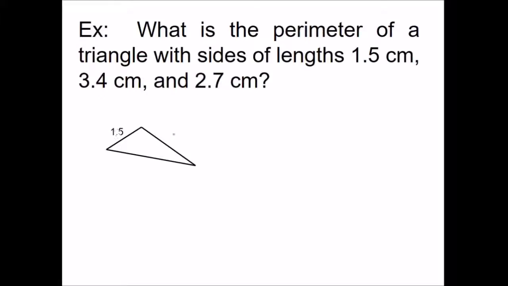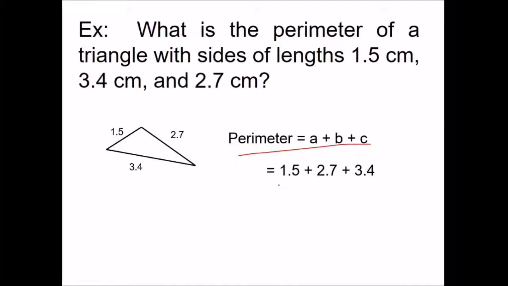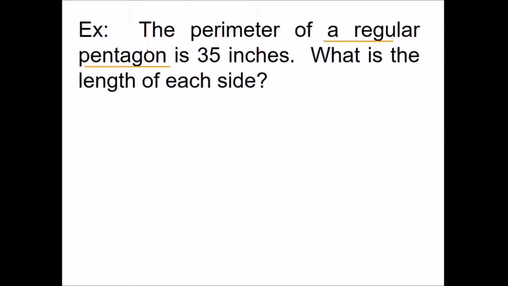So what is the perimeter of a triangle with side lengths 1.5, 3.4 and 2.7? Just add them: 1.5, 2.7, 3.4. You add them, you'll get the perimeter as A plus B plus C, and this will be 7.6.